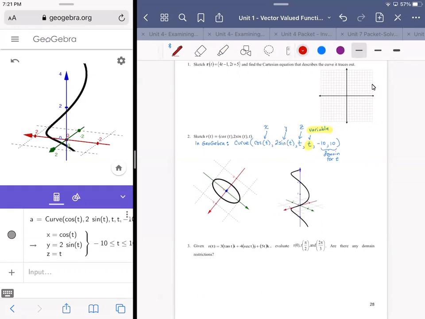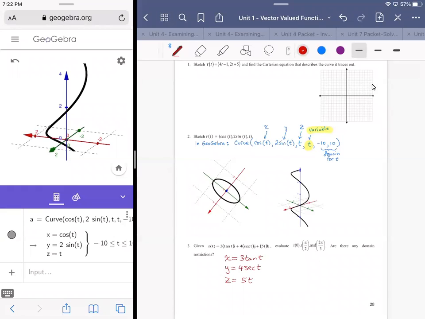So we have the x component, right? X is equal to 3 tangent t. Y is equal to 4 secant t. And z is equal to 5t, right? If you know your trig relationships, you could figure out whether or not there's any domain restrictions.